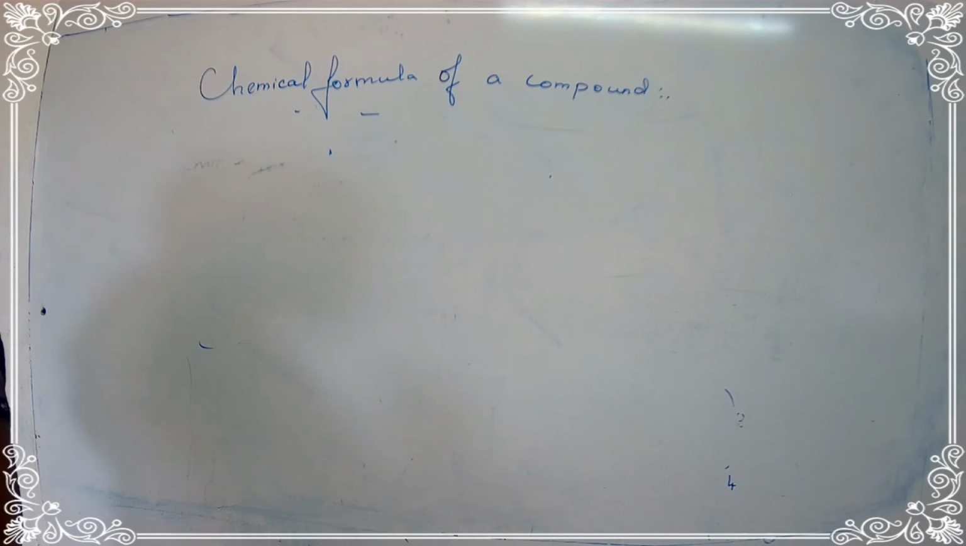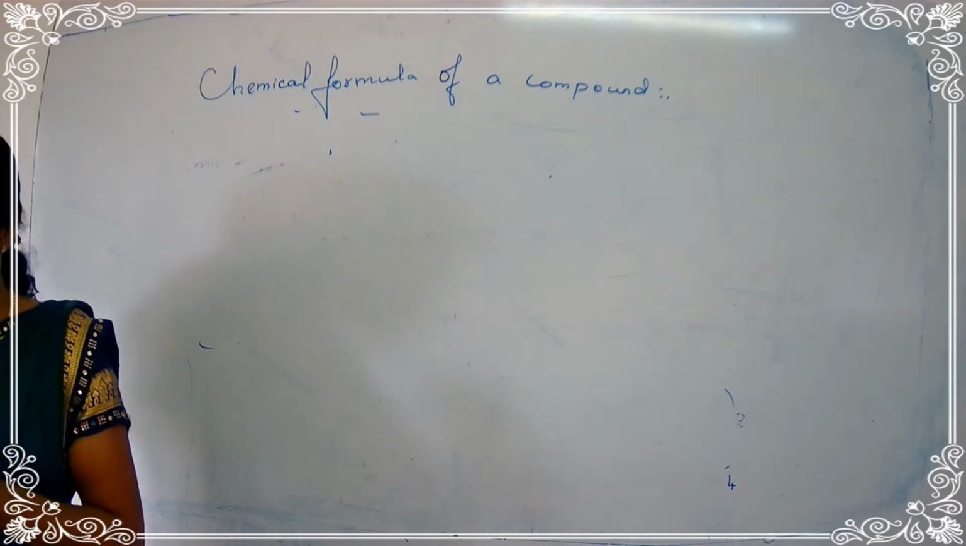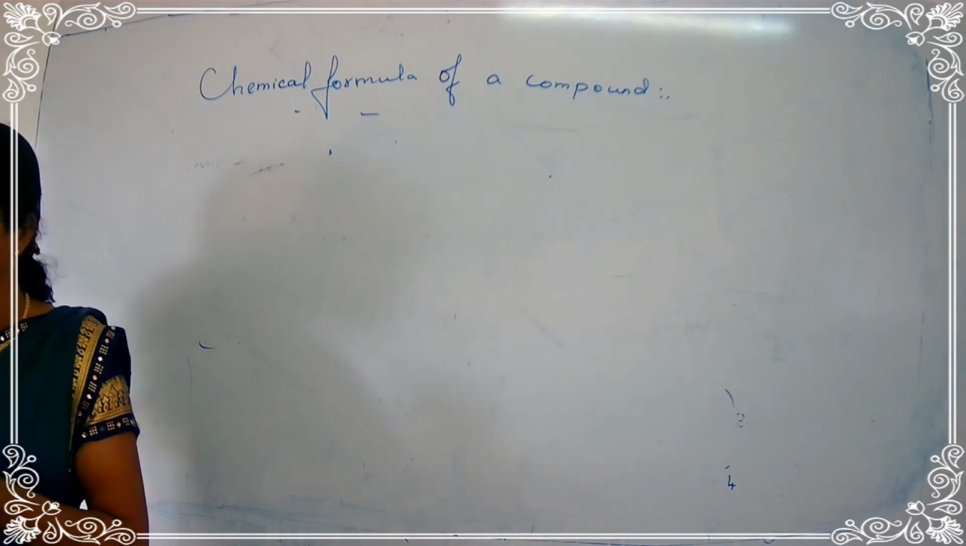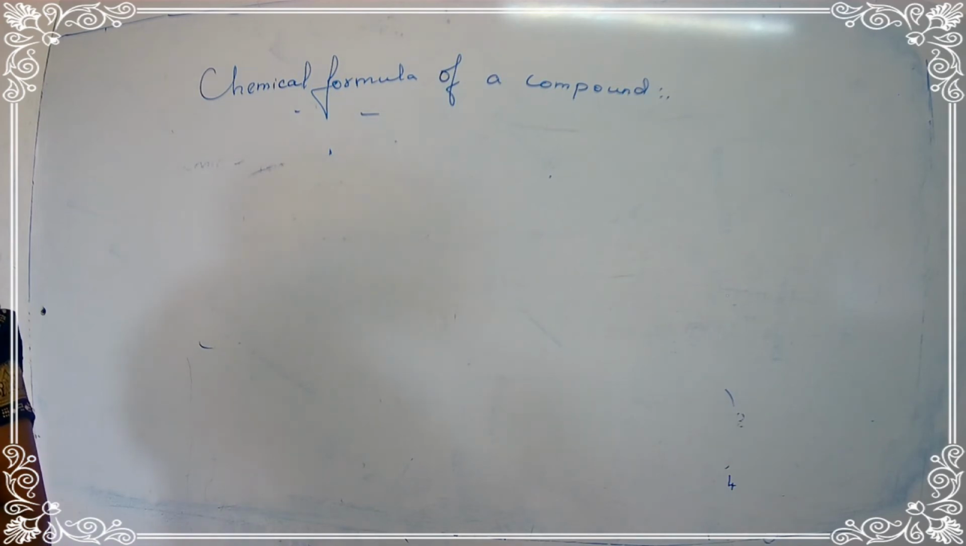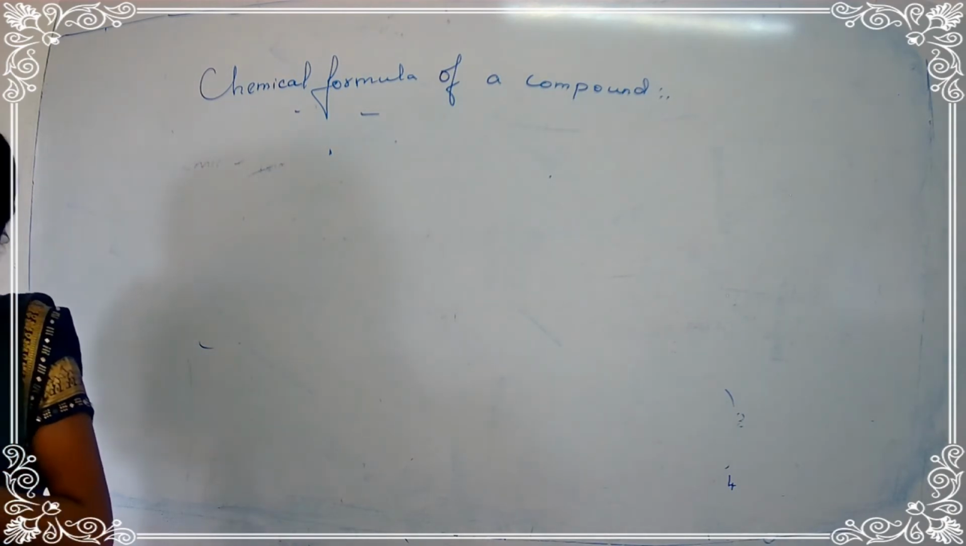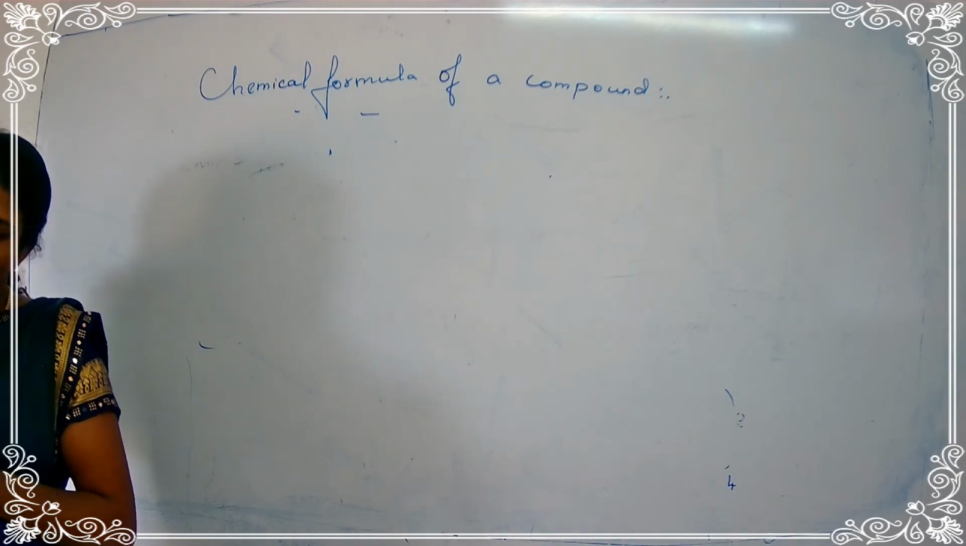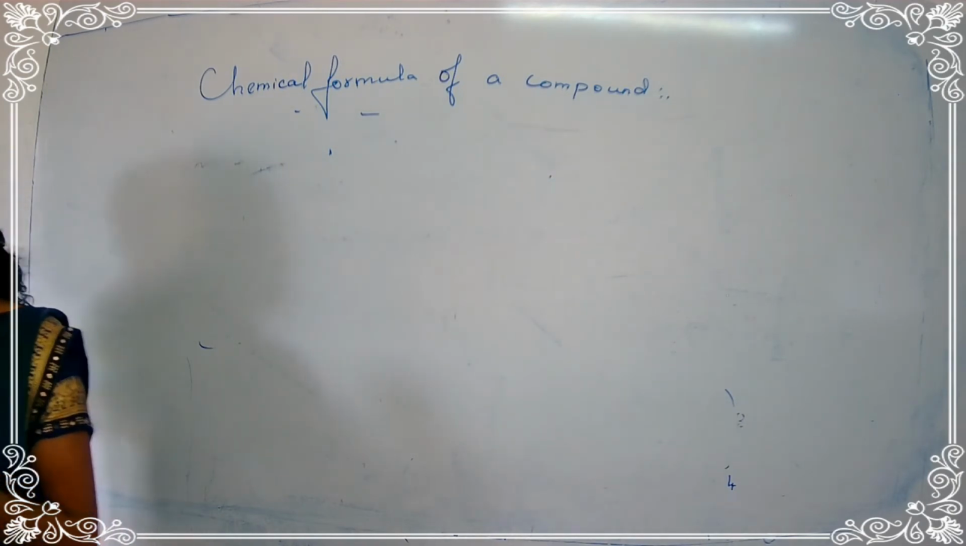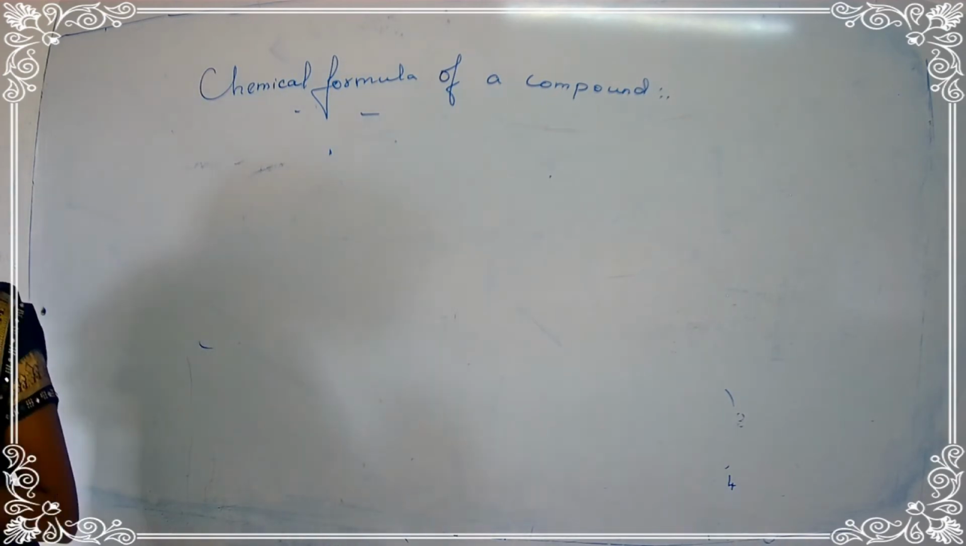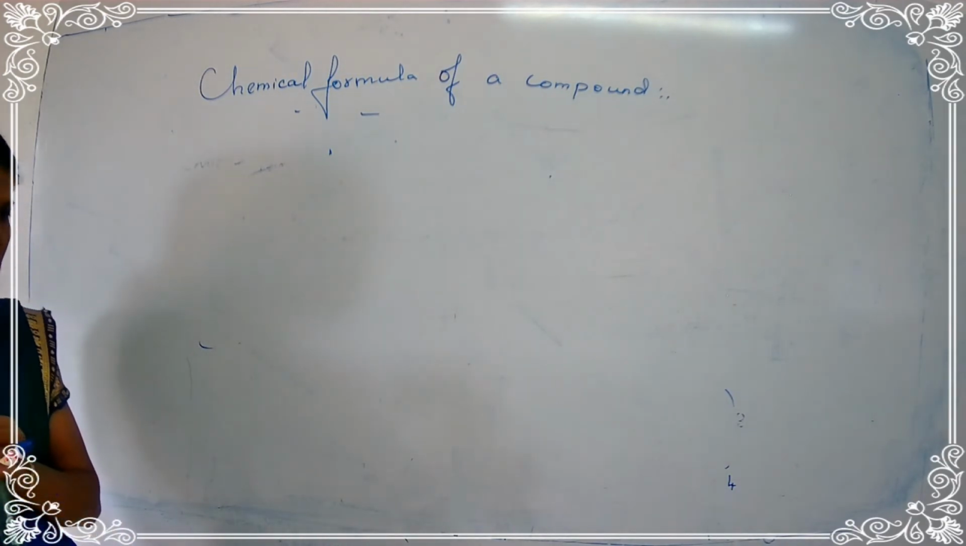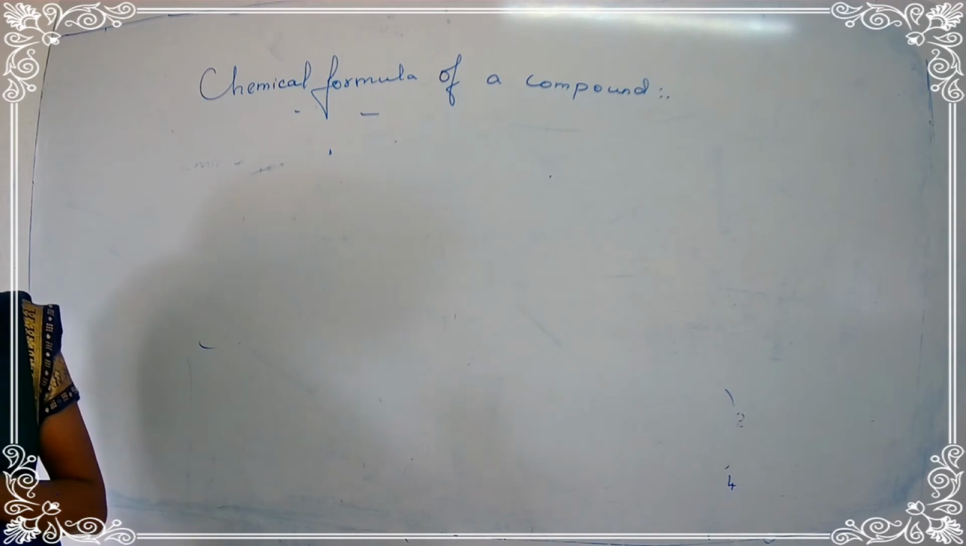Next, write the valency of these as shown in the examples, as superscript to the right hand side of the symbol. These are the points. How do we write the chemical formula of a compound? Seven points are given. How do we write the chemical formula of a compound?